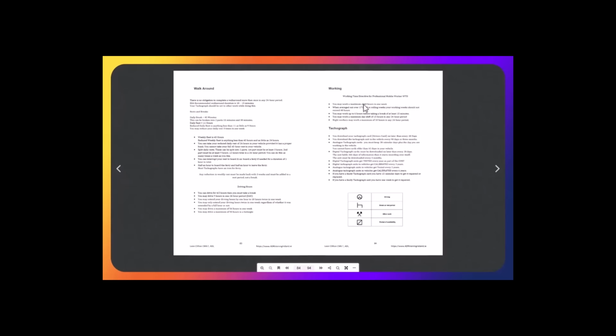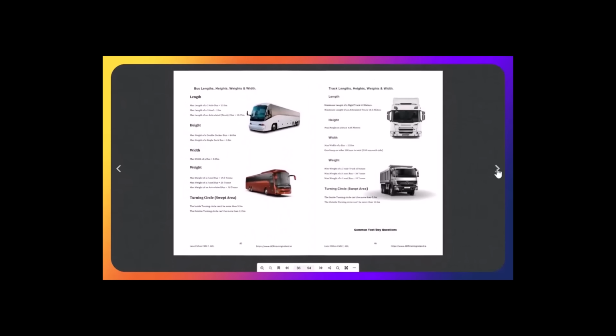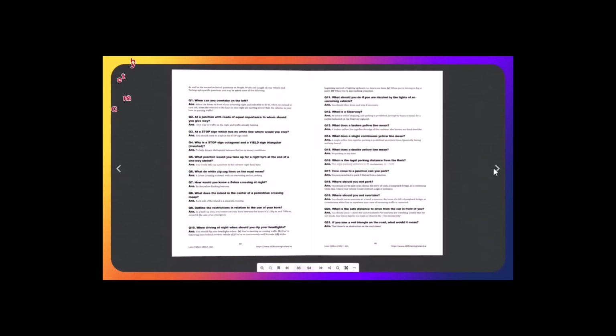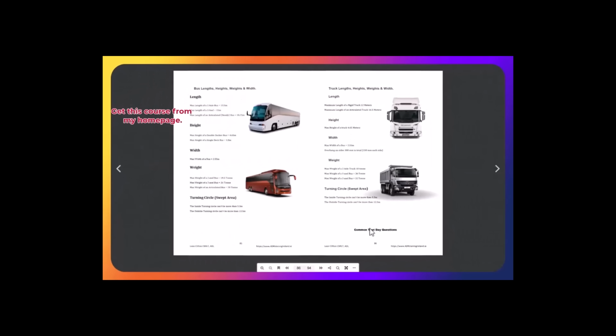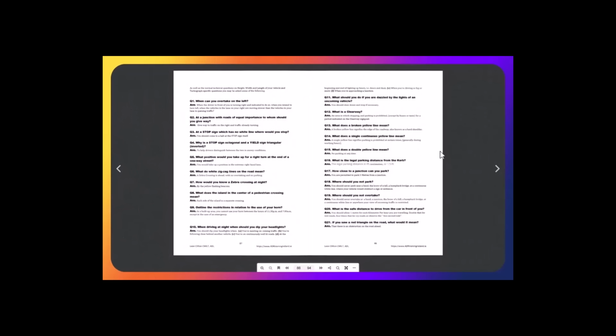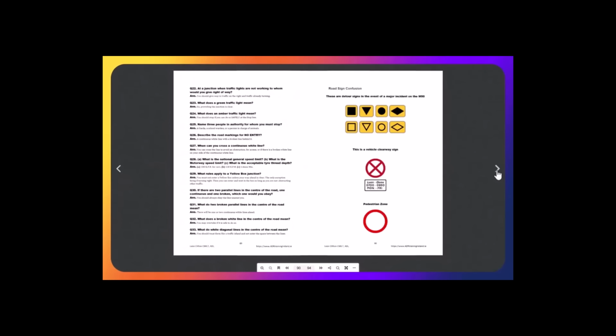Walking around, working time directive, your tachograph, just your symbols there. Remember, if you are to put the questions in the office before you go out. Those are your heights and widths and lengths, your turning circles for bus and truck. These are more questions. These are the common test day questions. Okay, that's basic stuff you should know anyway.